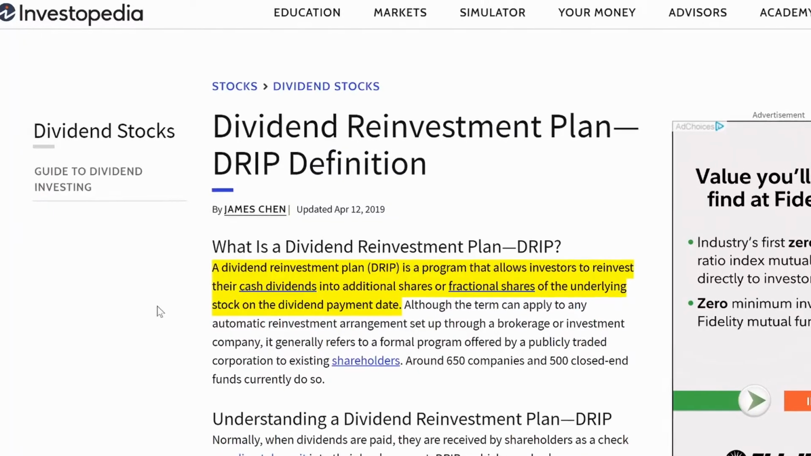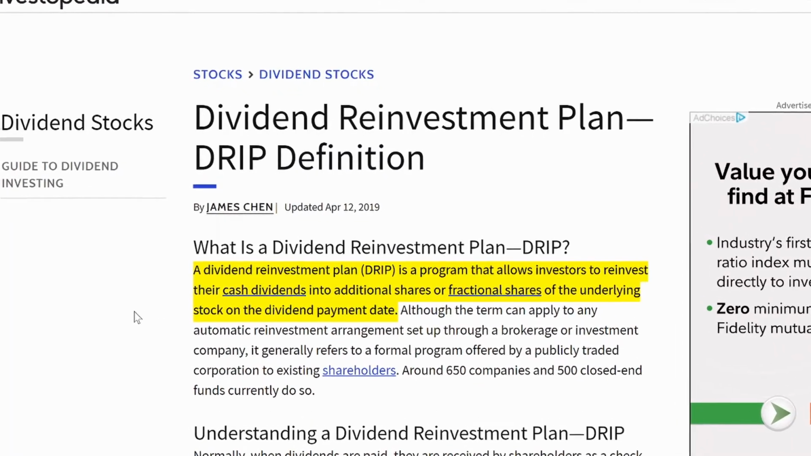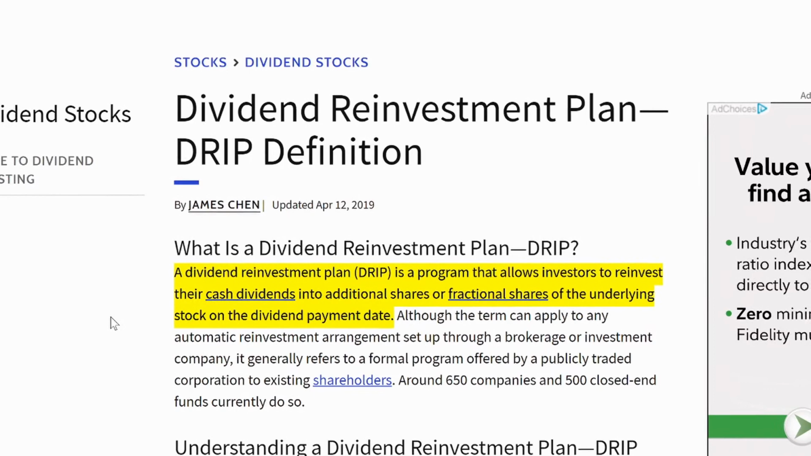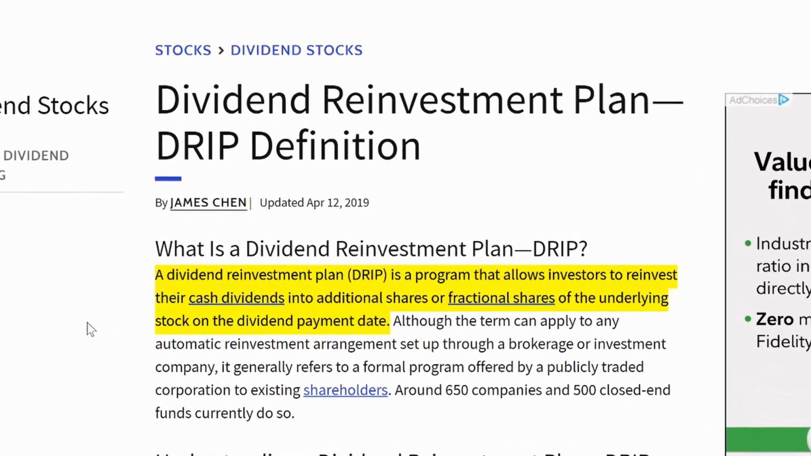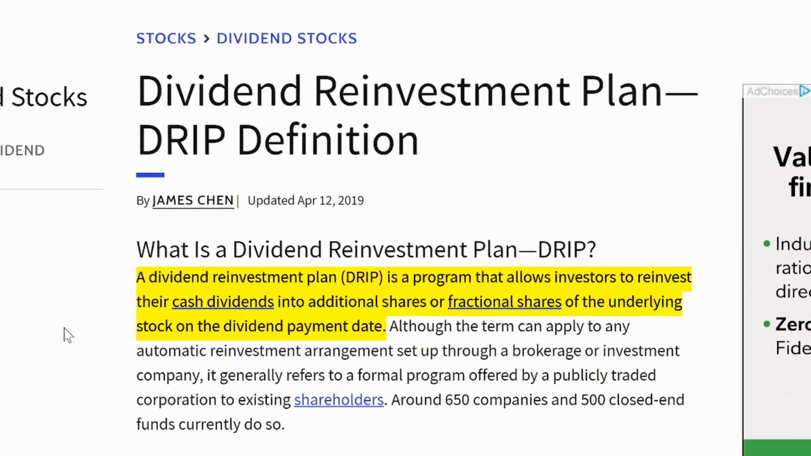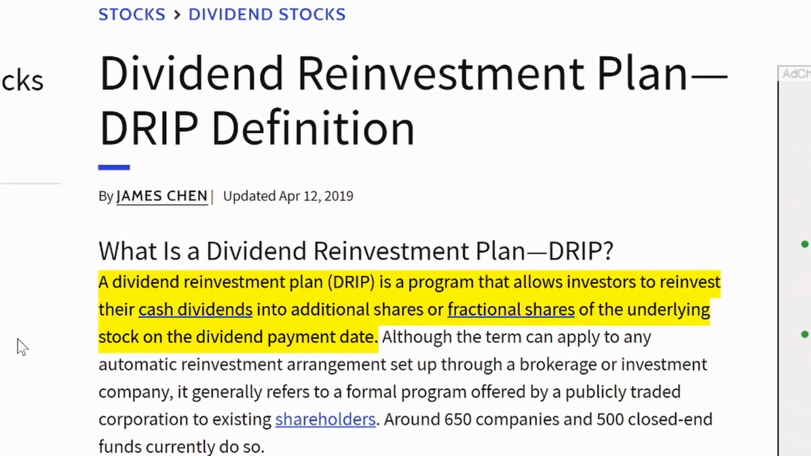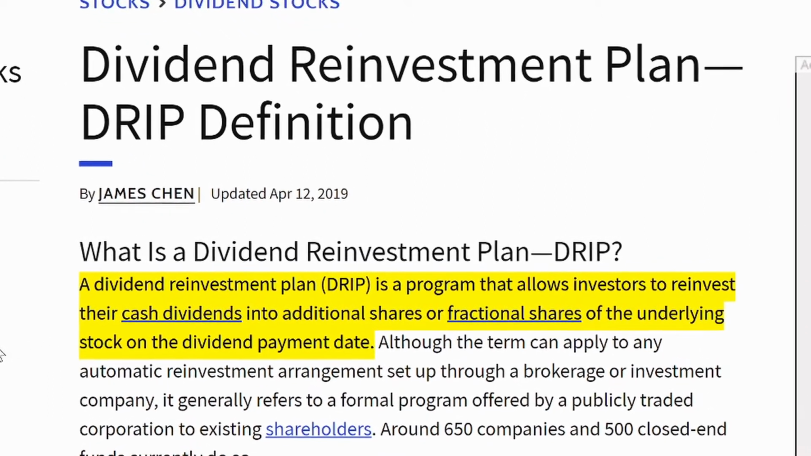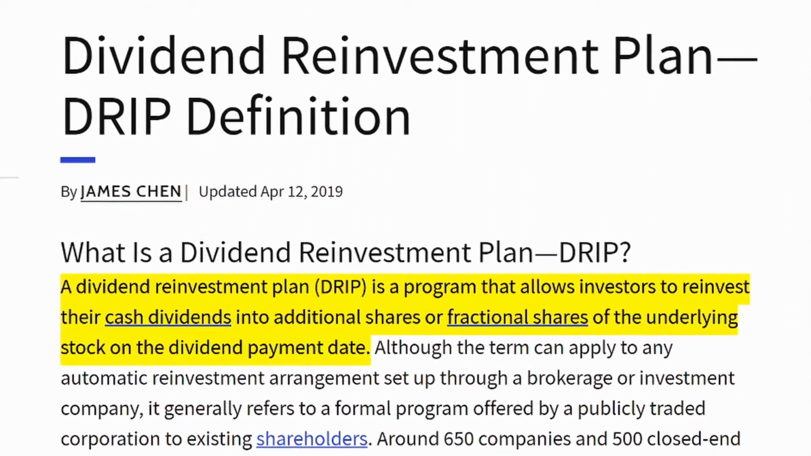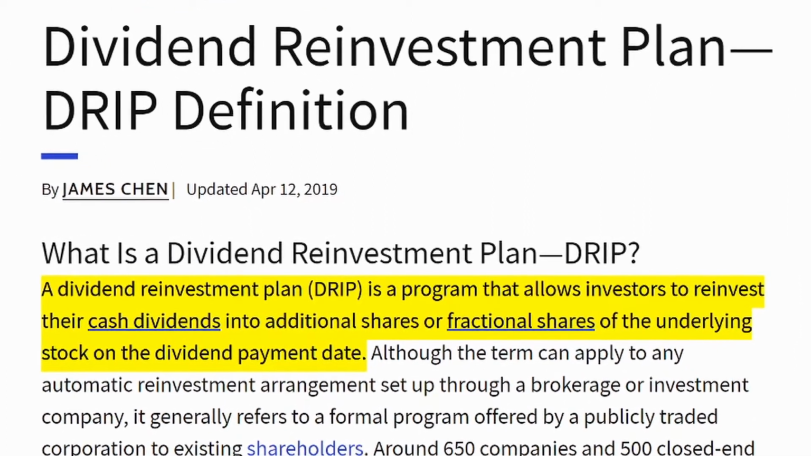So now you might be asking, what is DRIP? There's no better way to explain it other than Investopedia. And you can see right here on Investopedia, Dividend Reinvestment Plan, DRIP definition. A dividend reinvestment plan is a program that allows investors to reinvest their cash dividends into additional shares or fractional shares of the underlying stock on the dividend payment date.